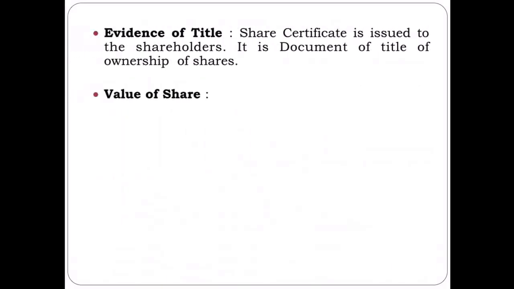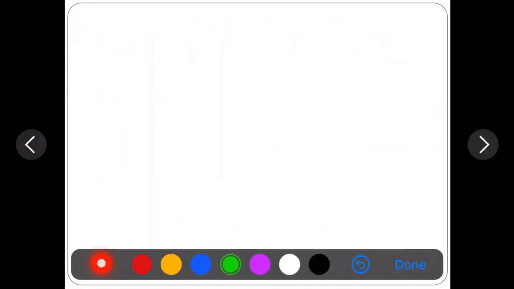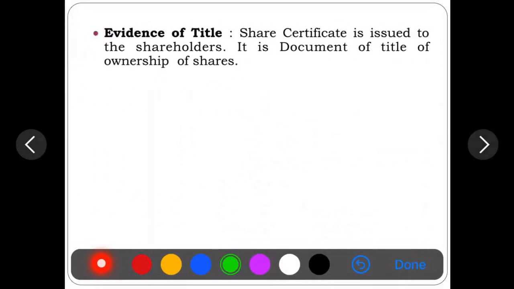The next one is evidence of title. If I tell someone that I am the owner of the shares of Reliance company, the question which I could be asked is, what proof do you have? For such questions, my answer would be the share certificate. Yes, it is a document of title of ownership of shares which contains each and every detail about my ownership in the company. That means the number of shares, the distinctive number of shares, and so on.